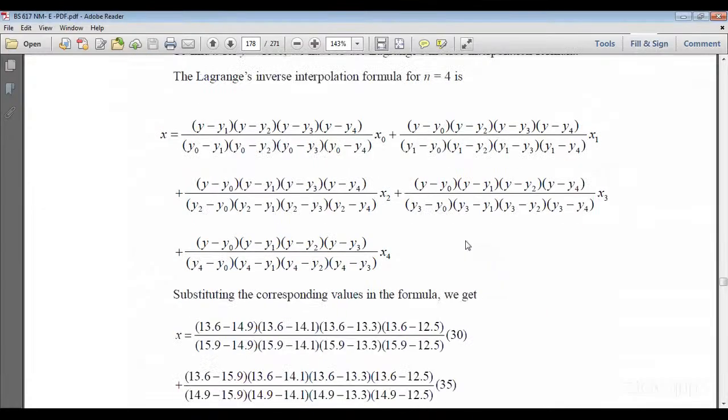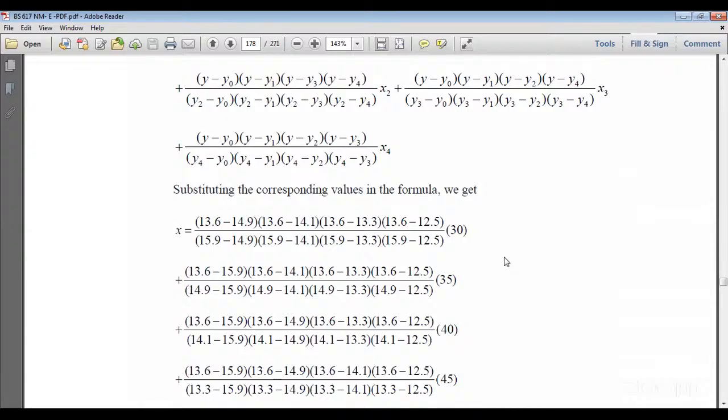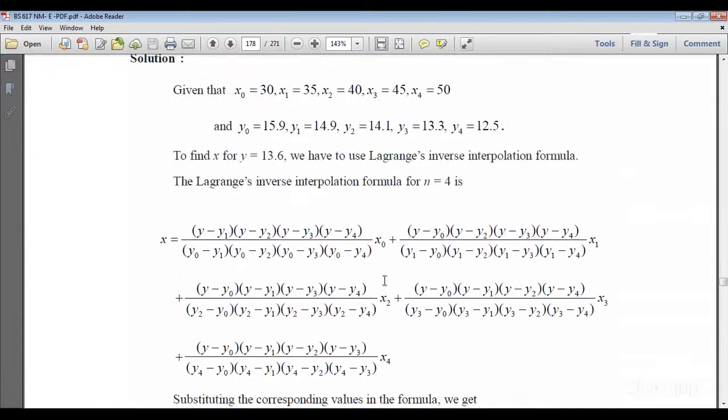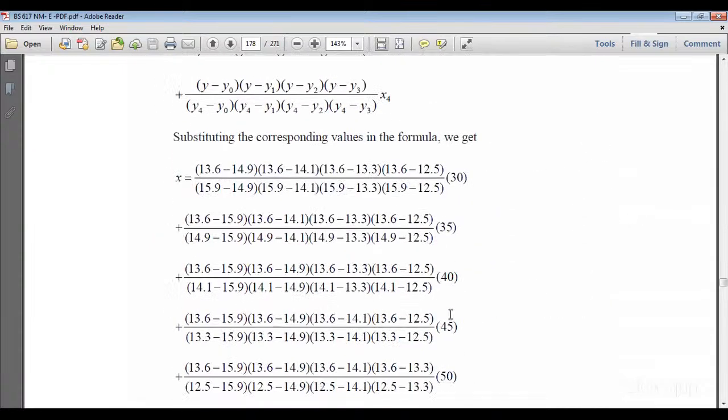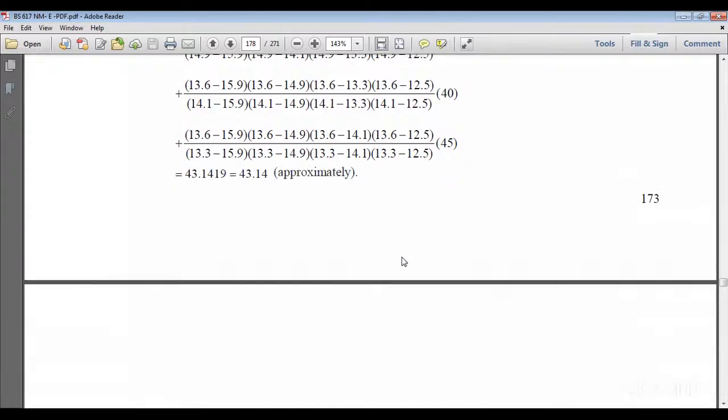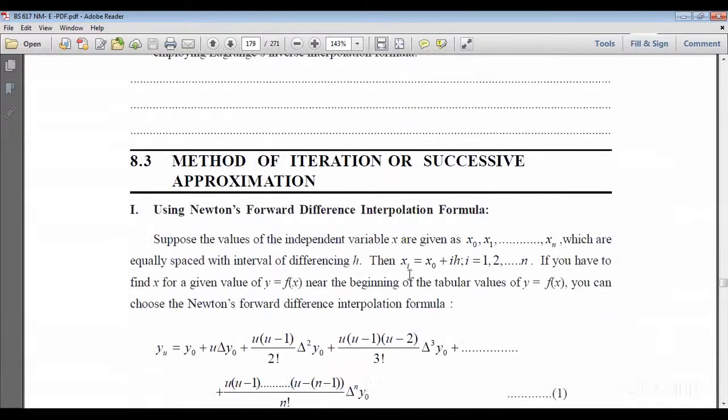Then substituting the corresponding values in the formula. 13.6 minus 14.9, 13.6 minus, and all the values are substituting here. The x0, x1, what is the value of x0? 30, 35, 40, 45, 50, 35, 40, 50. You are multiplying all these values and concluding the value here, that is 43.14. So 43.14 means 43.14 only. 43.15 means you can take the 44 value here, but here we are taking 43.14.